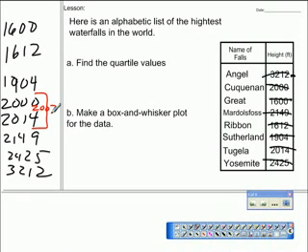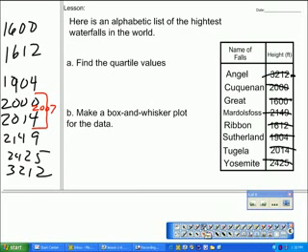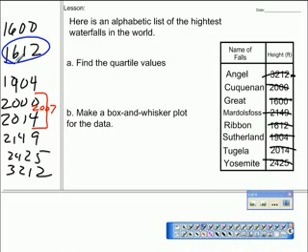All right. Now I have my bottom half of numbers. What's the first quartile there? That's the middle number, 1612. What's the middle number down here of these three? 2425. When you find that, it breaks them into even groups.